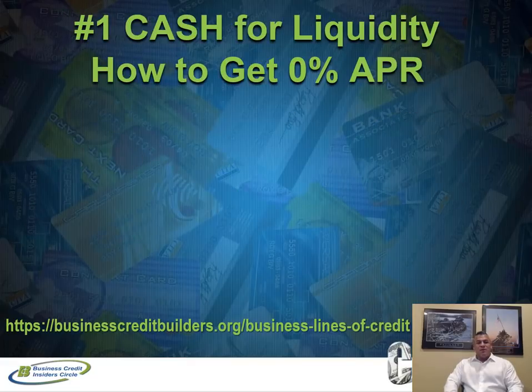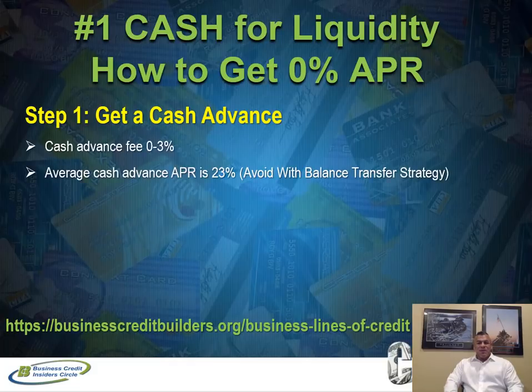So if you want to convert your credit cards into cash, the first one, which is cash for liquidity, is what we're going to cover first. You're going to first do what's called a cash advance on your business credit card. Now, most cards will come with a fee when you do a cash advance. Some of them charge you no fee. The fee will range from 0 to 3% when you do a cash advance.